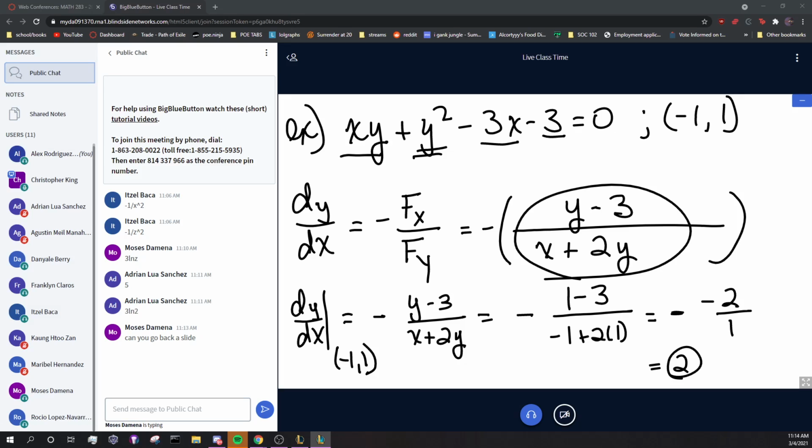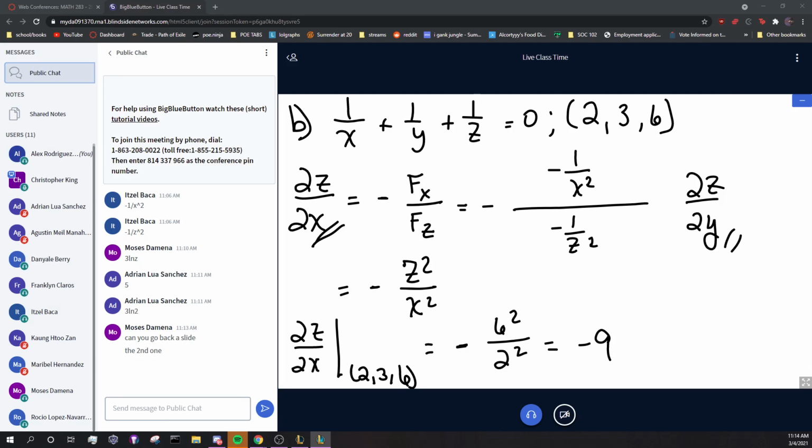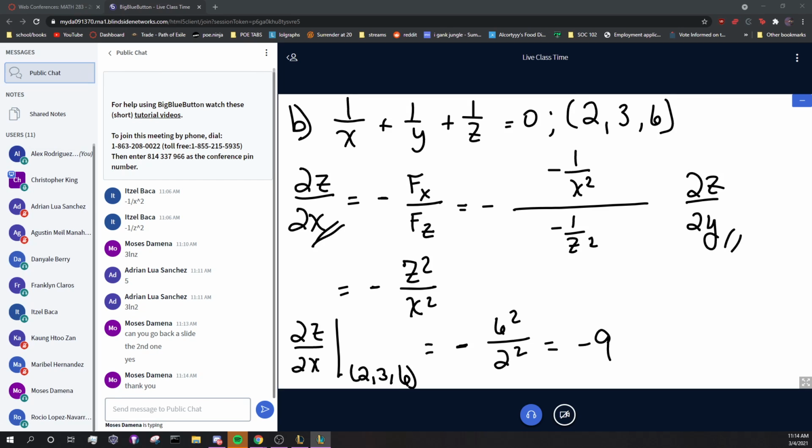From above. To the last one, or is this one? Okay. You're welcome.